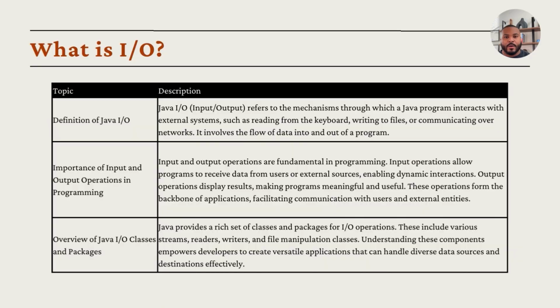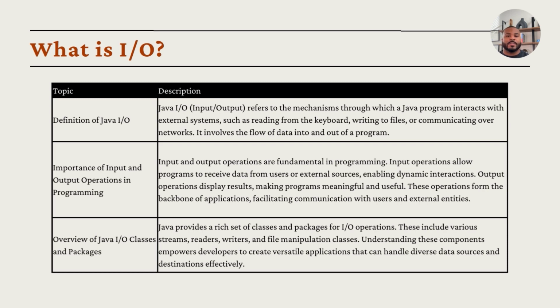So, Java IO, or input slash output, forms the backbone of how Java programs interact with the outside world. It encompasses the processing of reading and writing data, allowing programs to communicate with users and external systems. So, understanding the flow of data into and out of a program is crucial for any developer.